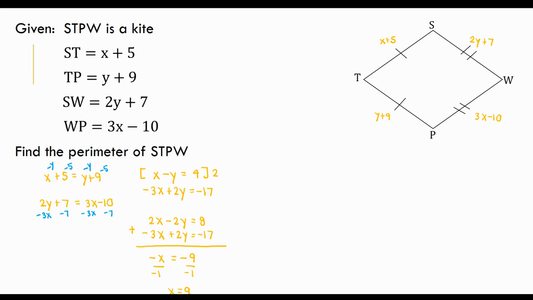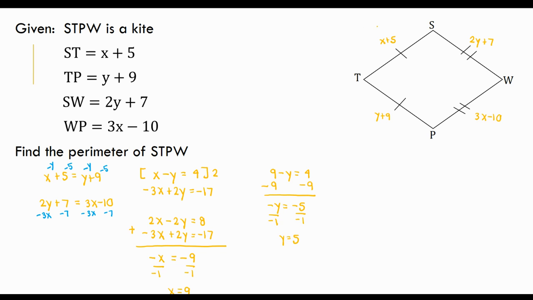Okay, so now that I know what x is, I can go back to any of my equations and solve for y. If I go back to the original top equation of x minus y equals 4, I can now do 9 minus y equals 4. That means I'll subtract the 9 from both sides. That gives me negative y equals negative 5, and then I'll divide by negative 1 to get y to be positive 5. So now that I have that, I can plug those in.